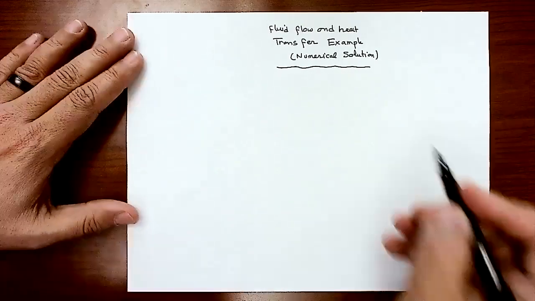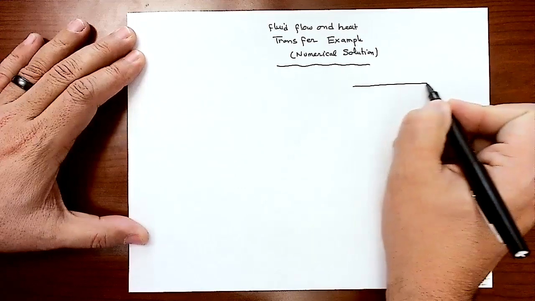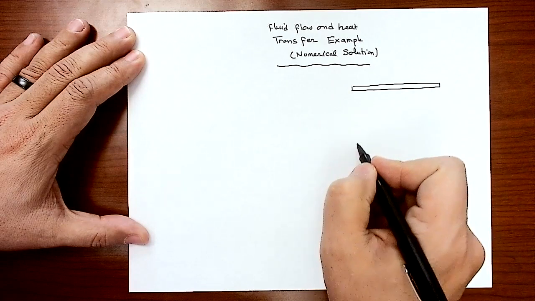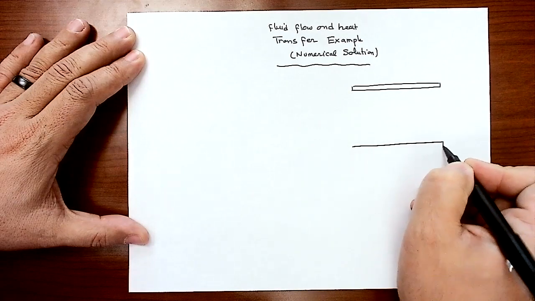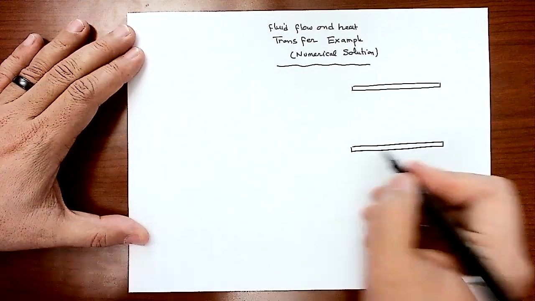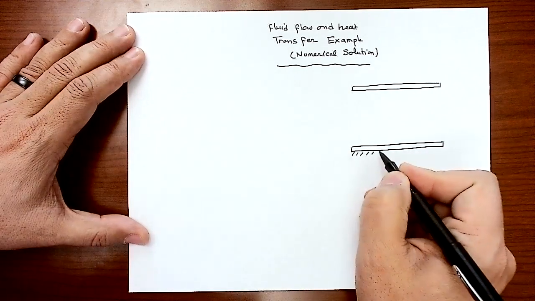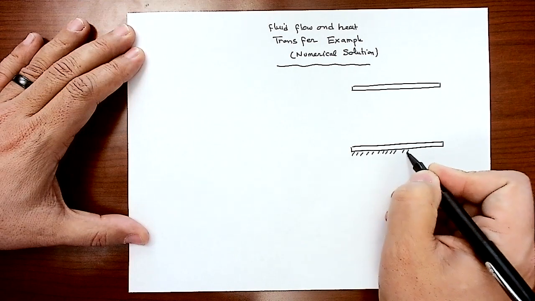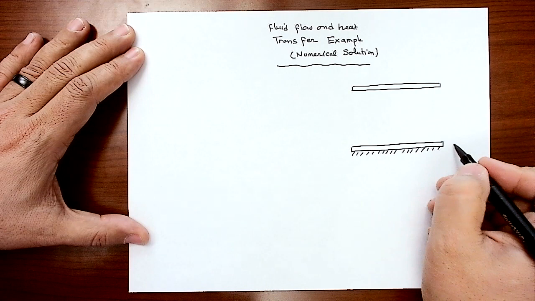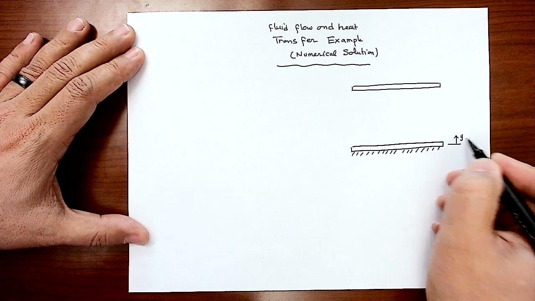So we just finished the solution of the analytical analysis of the Couette flow with temperature gradient between the two plates. And I would like to follow on this example and do the same solution using numerical method.